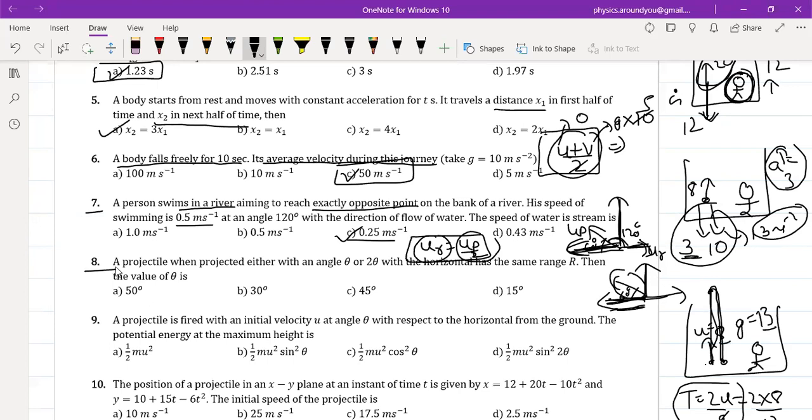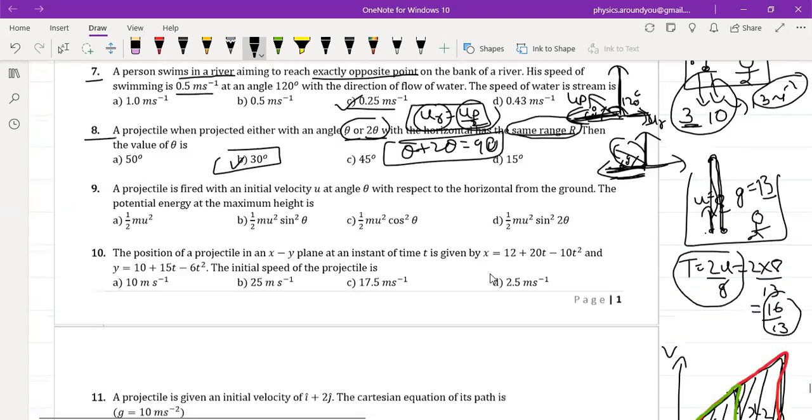Next question. A projectile when projected either with an angle theta or 2 theta has the same range r. Well, if a projectile has the same range r, then the sum of the angles of projection should be 90 degrees. Complementary angles give the same range. So if I add theta and 2 theta, I should get 90. In other words, 3 theta is 90. So theta should be 30 degrees. The concept being, only for complementary angles is the range the same. So the sum of theta and 2 theta should be equal to a right angle, right? So that would be 30 degrees.